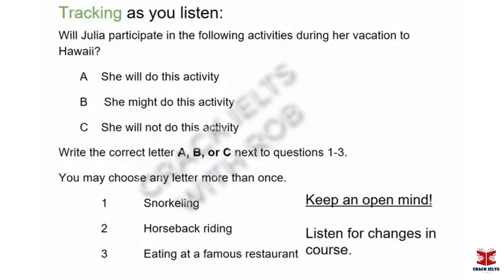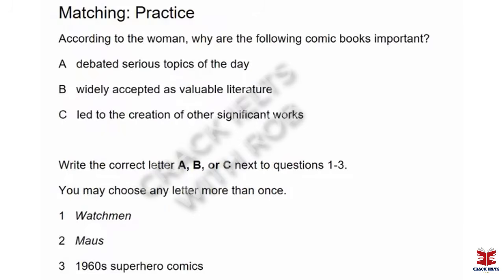Let's say that they're talking about horse riding, and the speaker may seem like she's definitely going to do this, but then she might change her mind a few sentences later. Okay, just keep that in mind, that speakers often do change their minds or change course in IELTS listening passages. Let's do a practice question now.